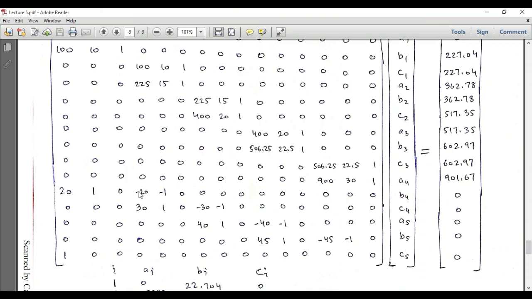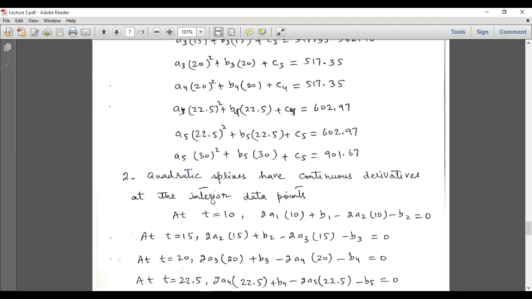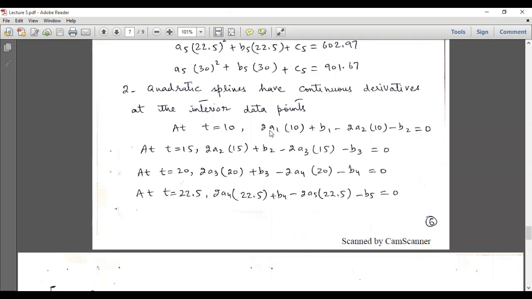So this is 20, 1, 0, minus 20, minus 1, 0, and the terms on the right hand side will be equal to 0. These matrix entries can be established very simply. You can check this equation, for example: the multiplier of a1 is 20, the multiplier of b1 is 1, the multiplier of c1 is 0. Similarly, the multiplier of a2 is minus 20, the multiplier of b2 is minus 1, and the multiplier of c2 is 0, and the multipliers of all other coefficients are also equal to 0.